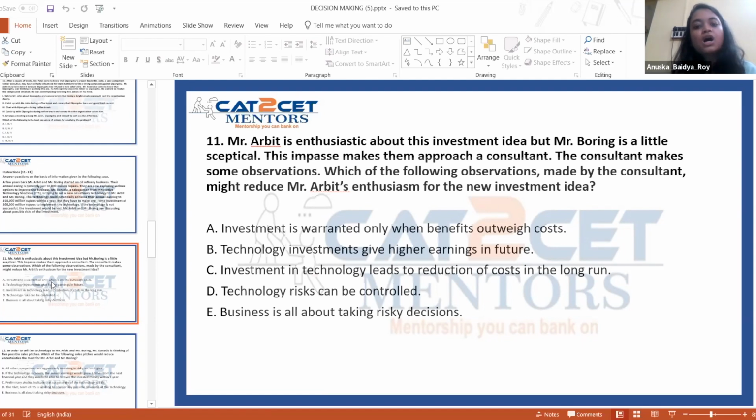E, business is all about taking risky decisions. Again, an outright irrelevant option. Option E, eliminate at first go. Then between B, C, and D, they are not negating A, they are supporting A. So A is the best possible option that is actually negating A. Hence, our answer is option A.